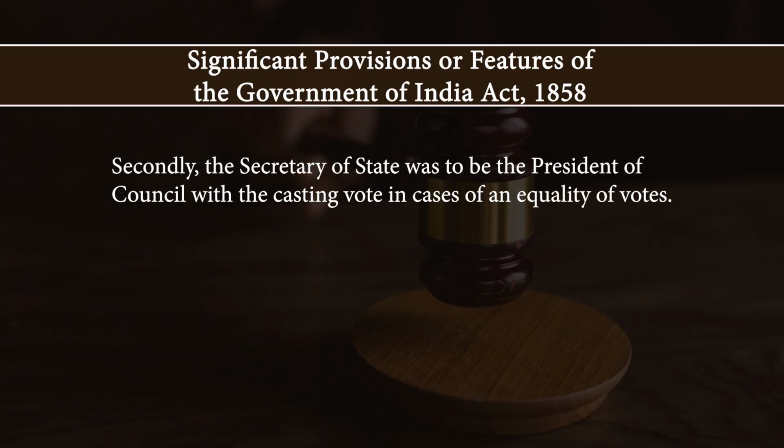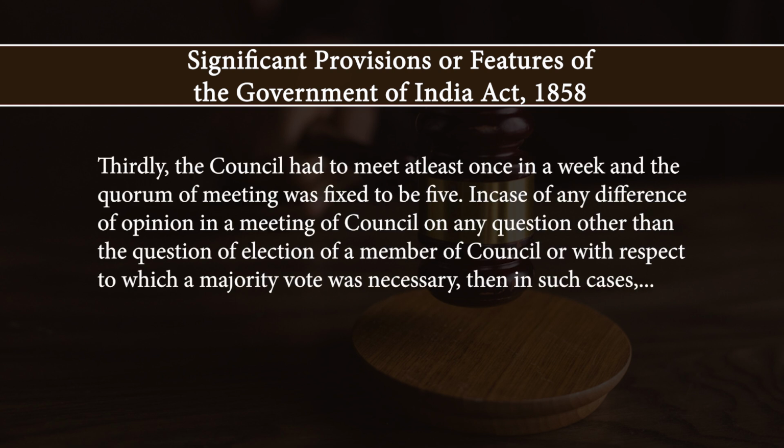Another point, the Act provided some of the duties of the council. Now let's talk about some duties. Number 1, to conduct the business transacted in the United Kingdom in relation to the Government of India and correspondence with India under the direction of the Secretary of State. Second duty, the Secretary of State was to be the President of Council with the casting vote in cases of an equality of votes. Third duty, the council had to meet at least once in a week and the quorum of meeting was fixed to be 5.